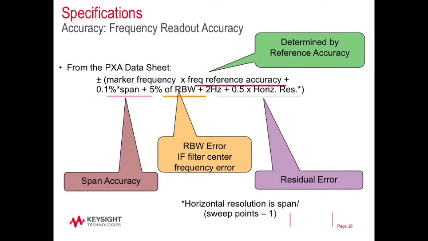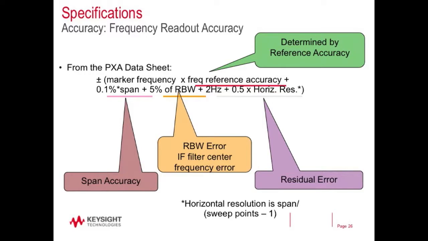So frequency readout accuracy, this is something you'll see in our data sheet. You put a marker on the signal and it says 1 gigahertz. Is that within 1 megahertz, 100 kilohertz, 1 kilohertz? How accurate is that? Because I have a specification I have to measure to. So in our data sheet, we will give you this formula that shows that the accuracy of the marker readout is the marker frequency times the frequency reference accuracy, plus 0.1% of the span, plus 5% of the resolution bandwidth. It's kind of a fudge factor, plus the residual error.